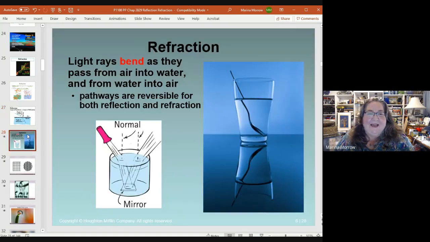Okay, so light rays bend as they pass from air into water, water into air, water to glass. So here we've got a spoon that you can see in the top of the glass looks broken from the bottom of the glass. And that's because the light has to go through the layer of water also. And so the angle keeps changing. So when the light reaches our eyes, they don't look like they're coming from the same place.